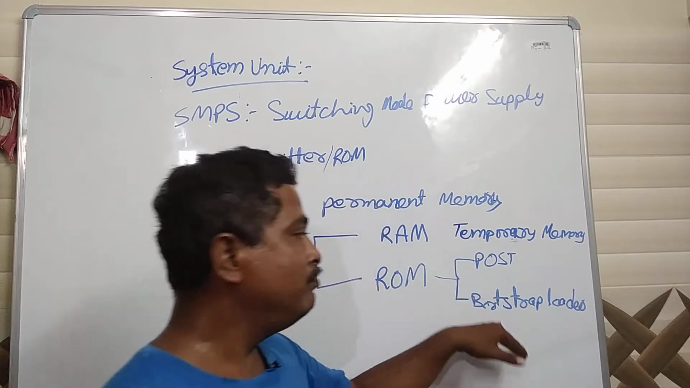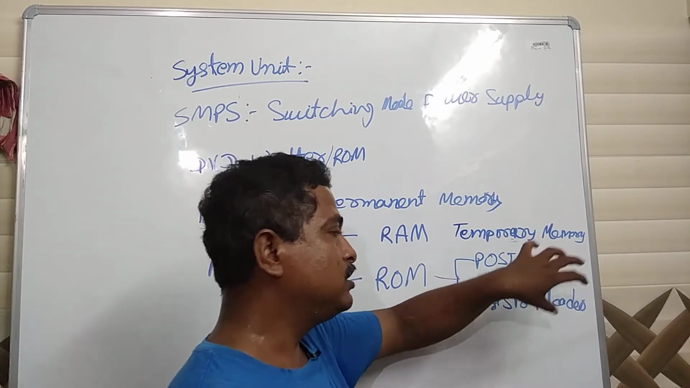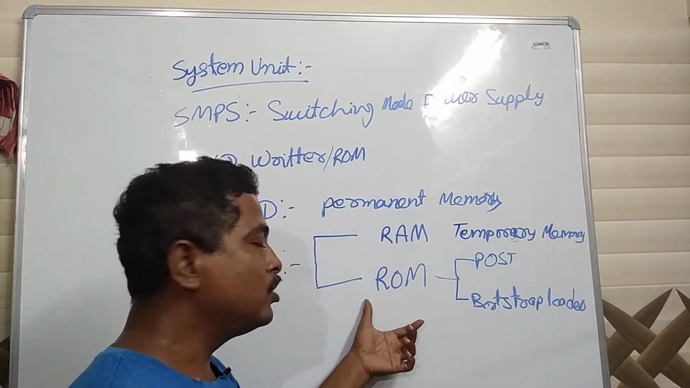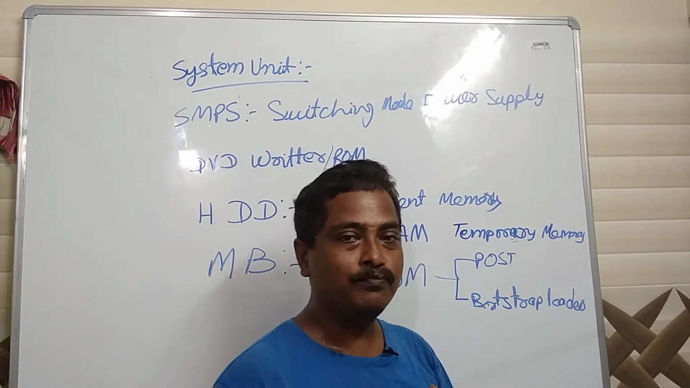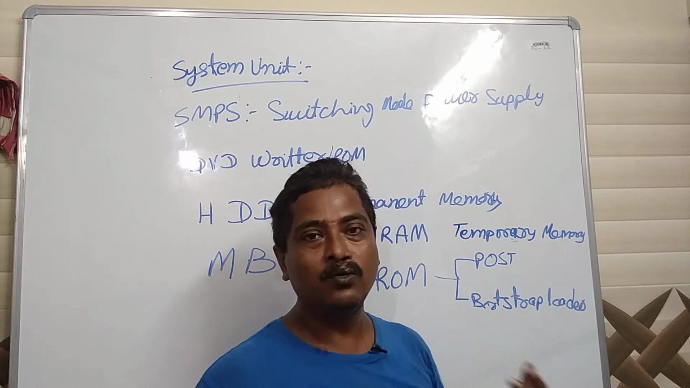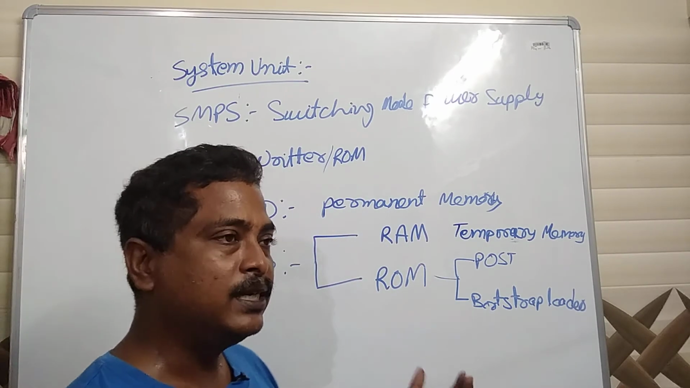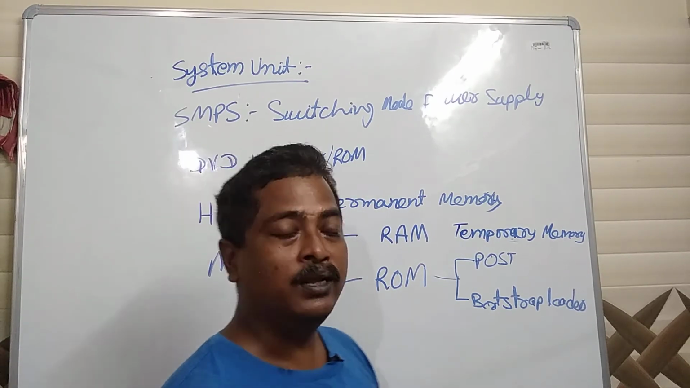So these are the two major programs which are there in the ROM while manufacturing. It is just like a textbook. The program is already printed. We can't do anything. Our only task is to read. That's why it is read only memory.